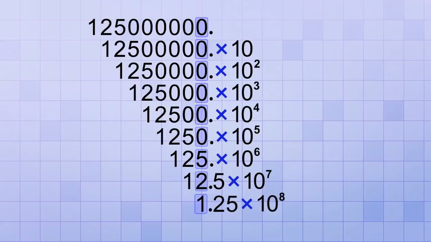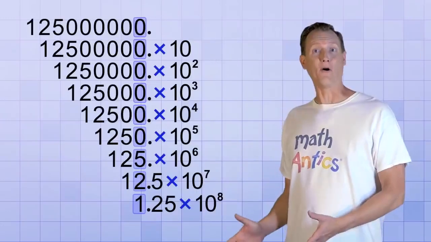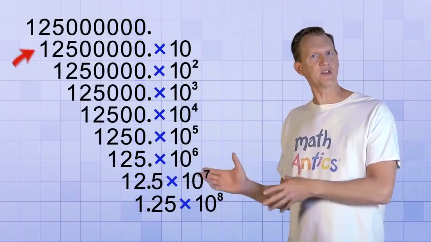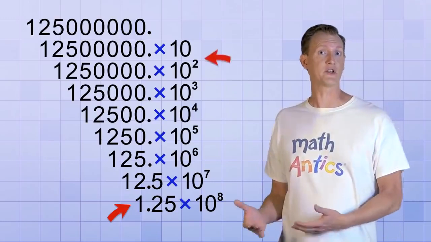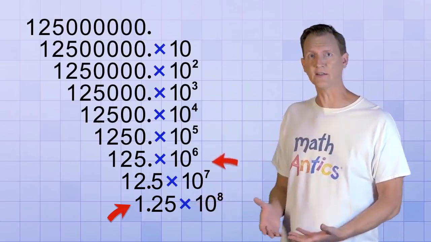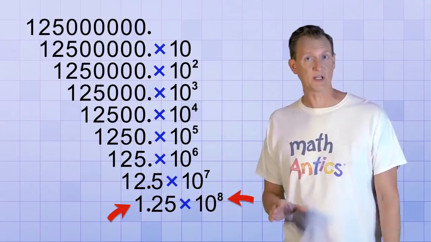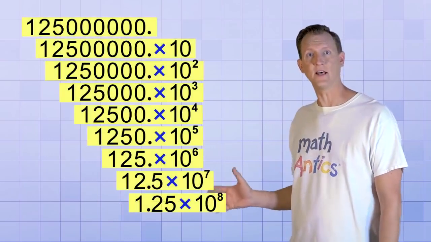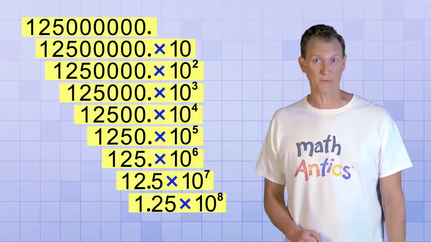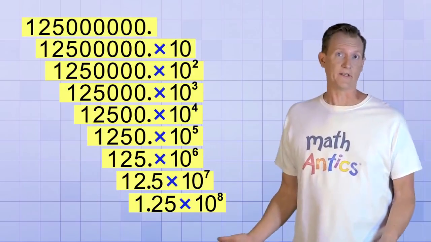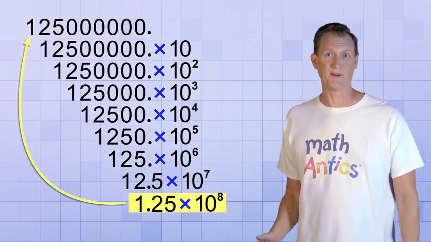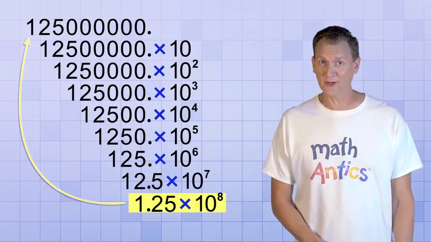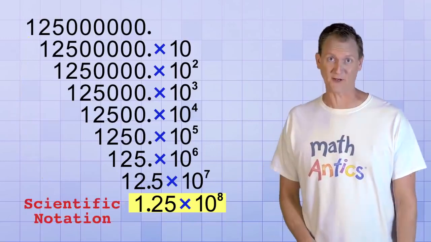and will stop when there's only one digit remaining to the left of the decimal point. Wow, that's quite a pattern. Each time we shifted the decimal, the number got 10 times smaller. So each time we had to multiply by another 10 to keep the value the same. And because we did that, each one of these lines represents the same value. So even though it looks a lot different, this last line has the exact same value as the first one. In fact, it's just the original number written in scientific notation.